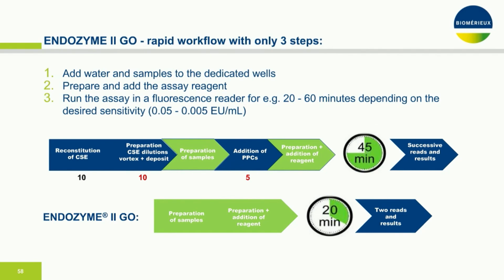If we look at the ease of use of the plate, we can see the steps we're leaving out. The first step, adding water and samples to the dedicated wells. So we're leaving out here the reconstitution and the vortexing of the CSE. That's 10 minutes. The preparation of the standard curve, another 10 minutes. And also the addition of the PPCs. So these are, to me, the most error-prone parts of the test.